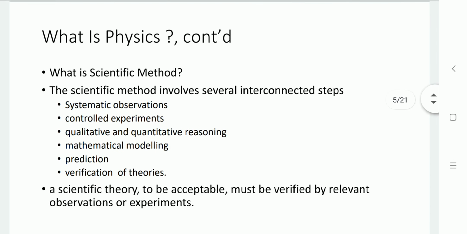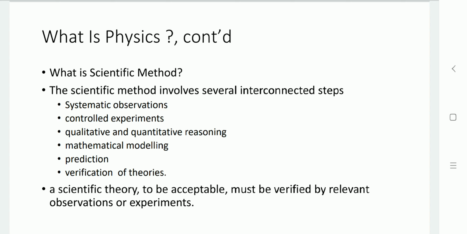The scientific method involves several interconnected steps. That is systematic observation. We need to first observe the activity which is performed around it. We need to do some experiments over it. From whatever results the experiments generate, we need to do some qualitative and quantitative analysis. While doing the analysis, the best modeling technique is mathematical modeling. We need to do mathematical analysis, make some predictions and assumptions, and at the end verify the theory.